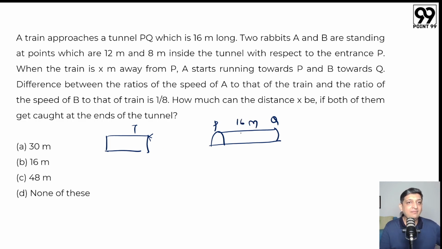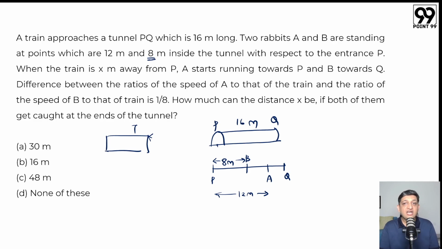Two rabbits A and B are standing at points which are 12 meters and 8 meters inside the tunnel with respect to the entrance P. So entrance P, if you start from here, let's say entrance P, we'll just mark the tunnel like this. Let's say this is the entrance P, this is Q. Now if you start from here, there is one rabbit A that is at a point which is 12 meters away. So A will be somewhere here, and the gap between P and A will be 12 meters. What else do we know? There is a rabbit B as well, which is 8 meters away from P, which basically means that it will be at the midpoint of P and Q. So I'll just write B here, and I will say that, okay, this distance is 8 meters.